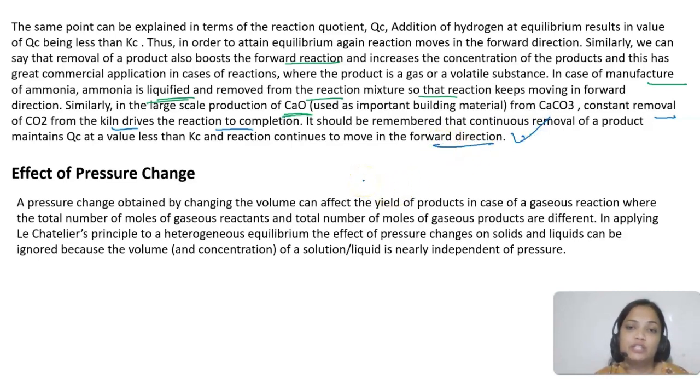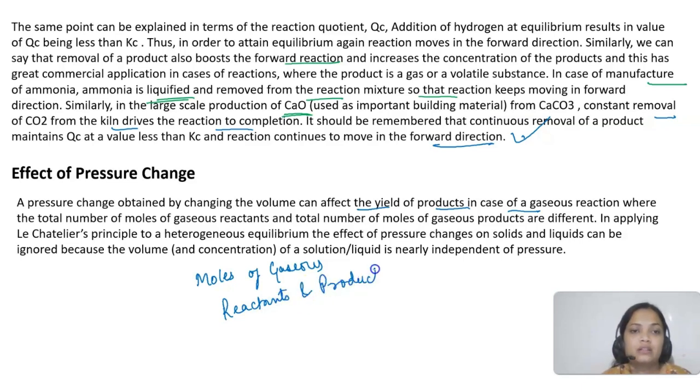Now, the effect of pressure change, again very important. A pressure change obtained by changing the volume can affect the yield of product. So how will pressure change? If we change the volume. Why? Because the total number of moles of gaseous reactants and the total number of moles of gaseous products are different. So we will be counting the number of moles of gaseous reactants and products.